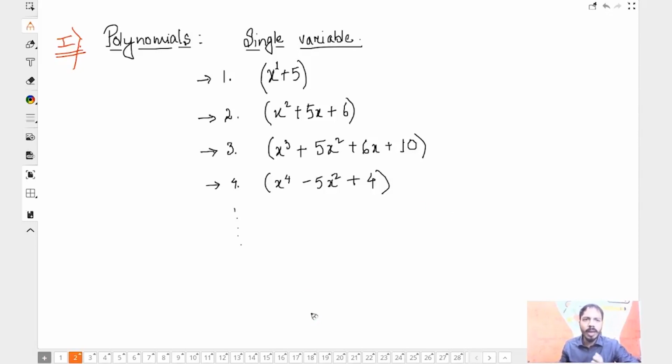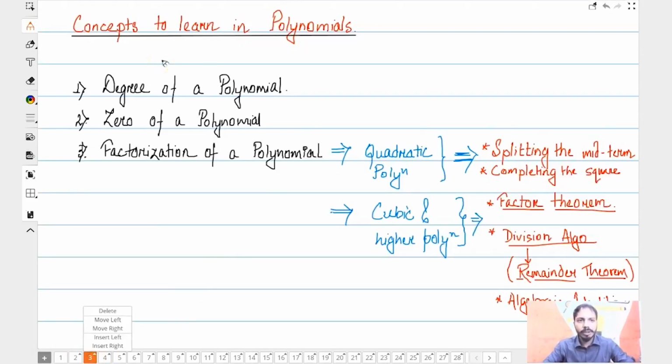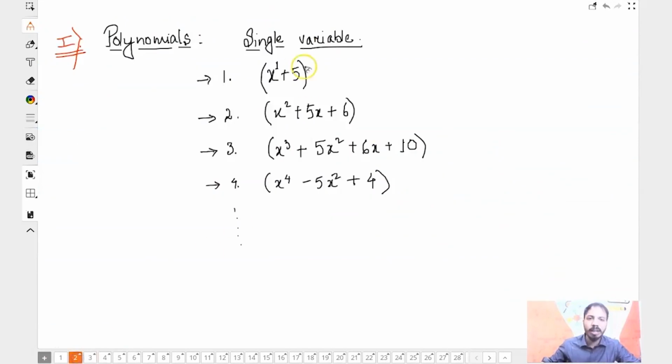So why are we studying this, or what are the concepts that you need to master in this topic? Basically, the concept that you need to learn is the degree of a polynomial. So you need to have a clear-cut understanding of what the degree of a polynomial is. Now here, when you have a single variable, it's very easy to find out the degree. For example, what is the highest power of the variable here? That is 1. Here, what is the highest power? 2. So here the degree is 2.